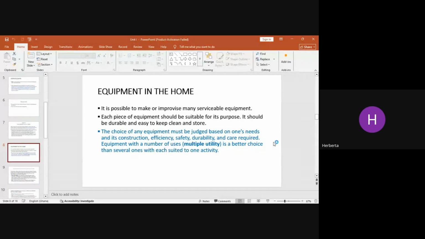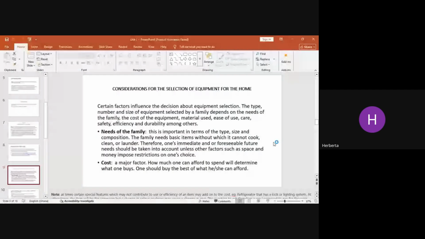Will I really use it? Without that item, can life go on for me? So they think about the need of the item, the construction, the efficiency, the safety, the durability, and the care that is required of the item. So when you look at the considerations, what factors will you consider before purchasing certain items? What factors will guide you to pick an item?